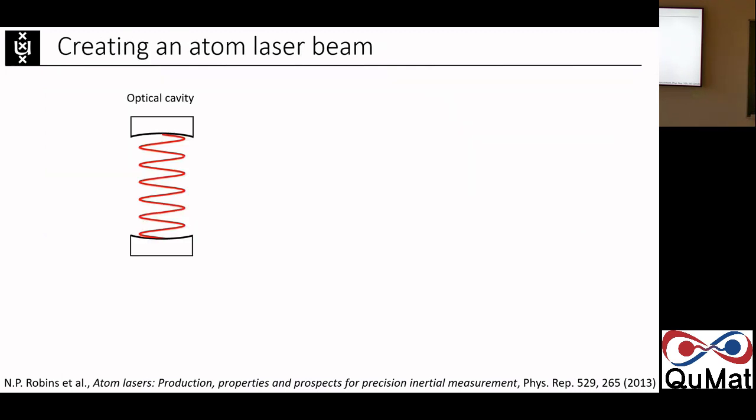Now, how do we create a laser beam? Let's compare optics and atomics, so to say. In optics, you could just fill one mode of an optical cavity with lots and lots of photons, then make one of the mirrors of the cavity a little bit transparent, and the photons trickle out. That gives you a laser beam.